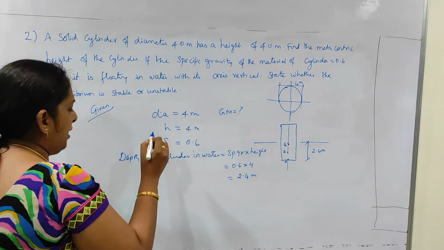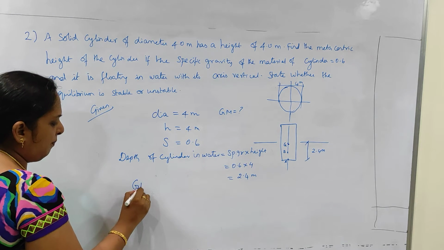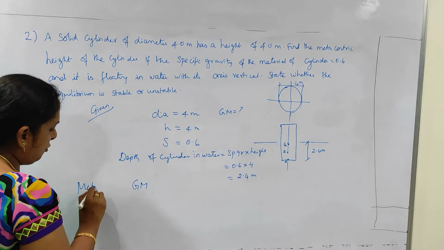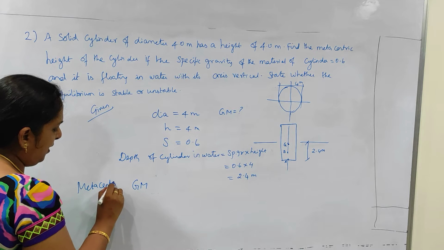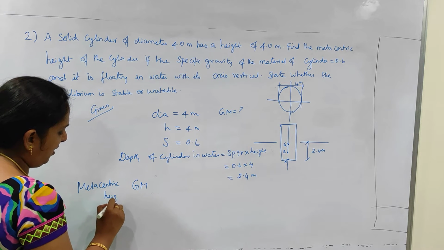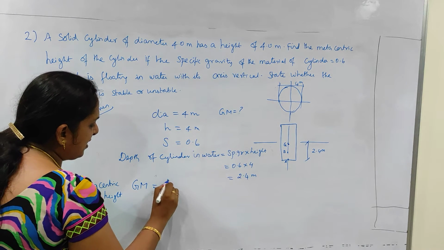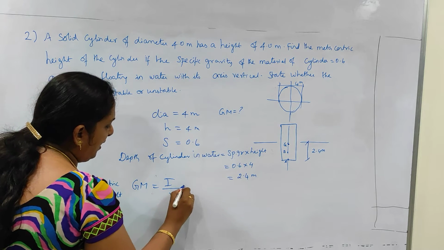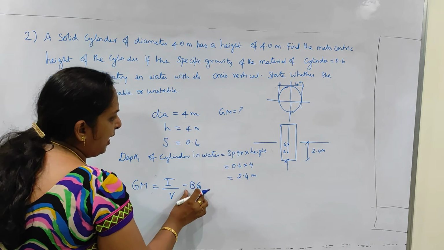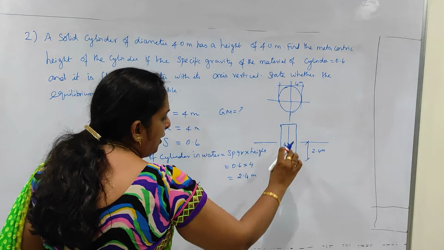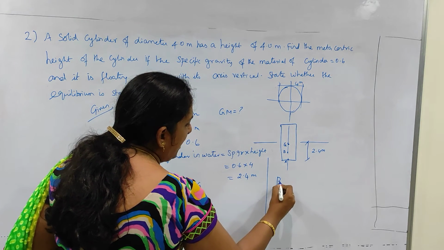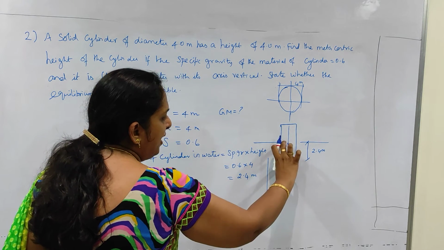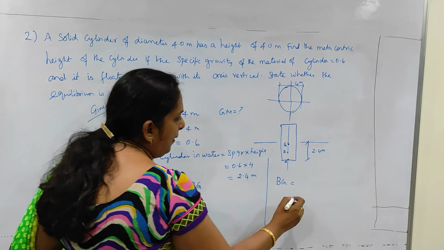But what I want is GM, the metacentric height. This metacentric height is given by the formula we have derived: I by V minus BG. I want to know what BG is. So what is BG from this diagram? How will you say this? AG minus AB.